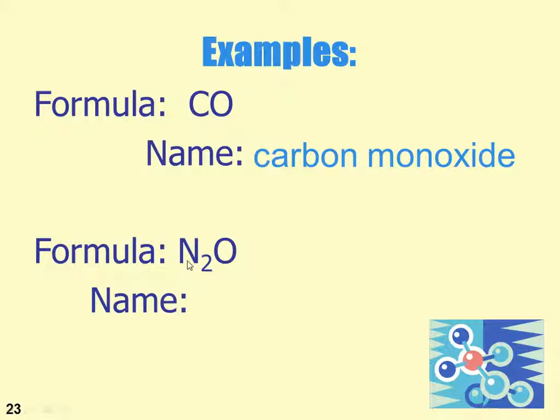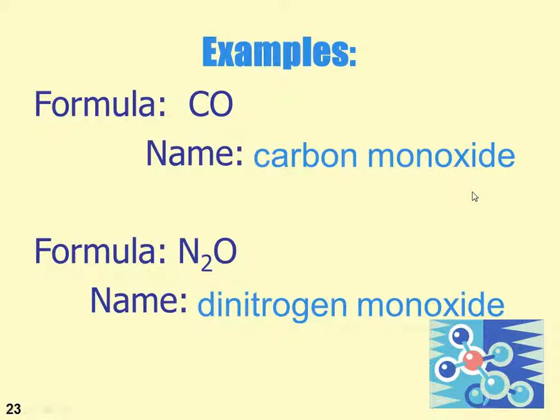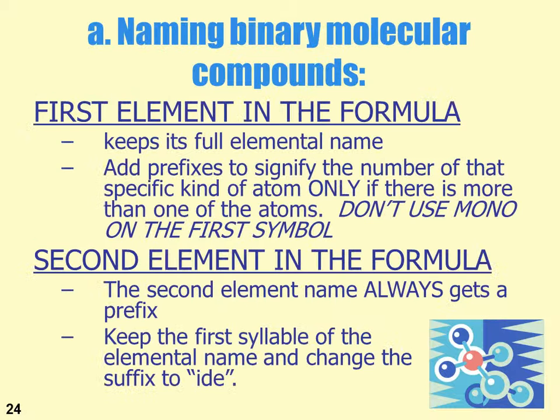For the second example, N2O, there are two nitrogens, so we'll call this dinitrogen. One oxygen again, so very similar to this, monoxide. Here are the rules for naming binary molecular compounds, so you might want to press pause if you want to read this more closely, but I'll just keep saying the rules over again as you see more examples.